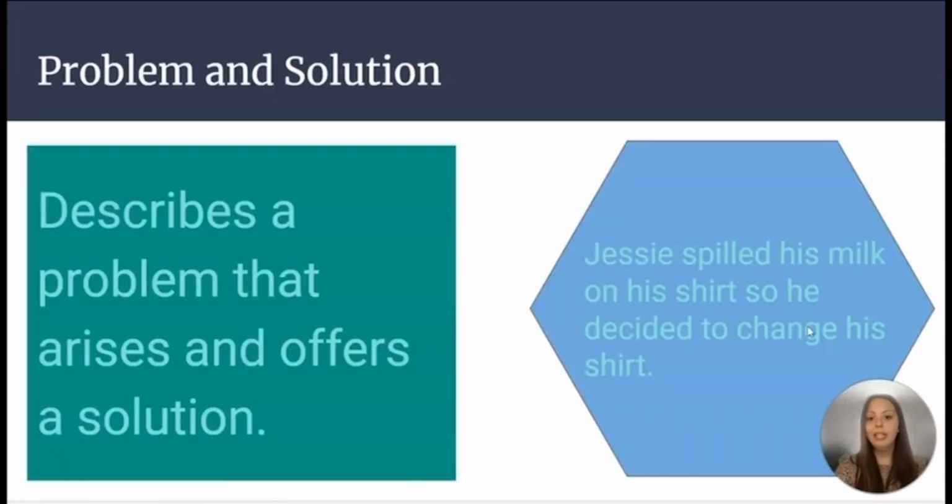All right, the last one is the problem and the solution. So the problem describes a problem that arises and offers a solution. Jesse spilled his milk on his shirt. That was the problem. The solution was he decided to change his shirt. That was the solution.